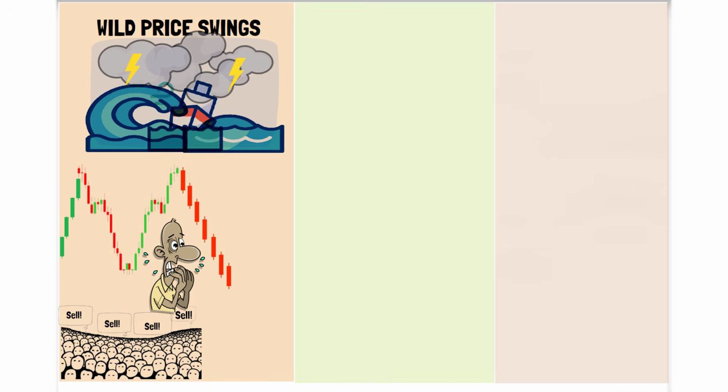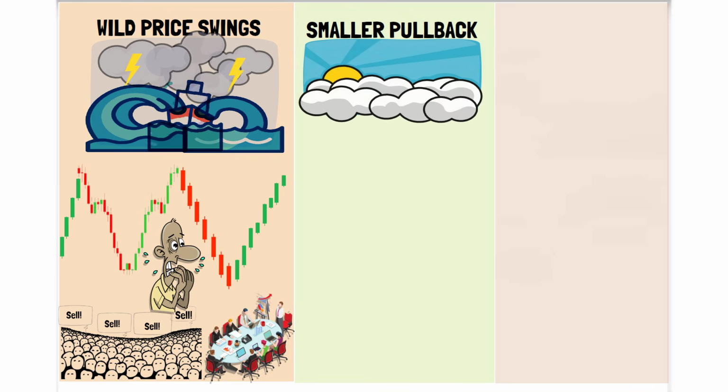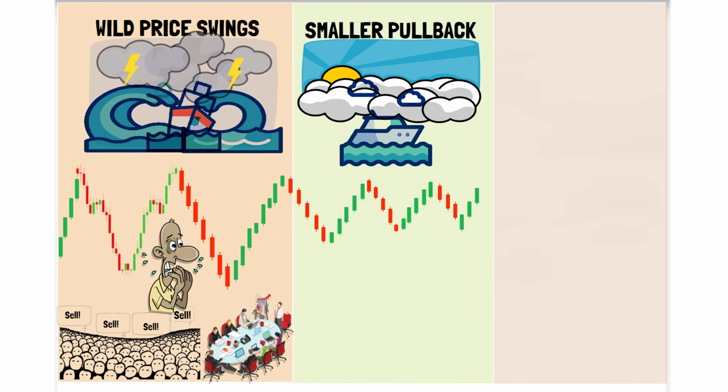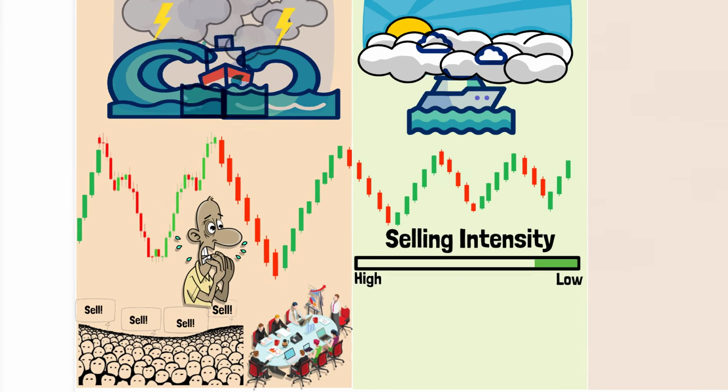At some point, the wild swings are supported by institutional buying, marking the bottom of the wild swing stage. Then comes the smaller pullback stage, in which each contraction is less severe than the previous one. Each contraction represents diminishing selling intensity as sellers exhaust themselves while buyers grow more aggressive.